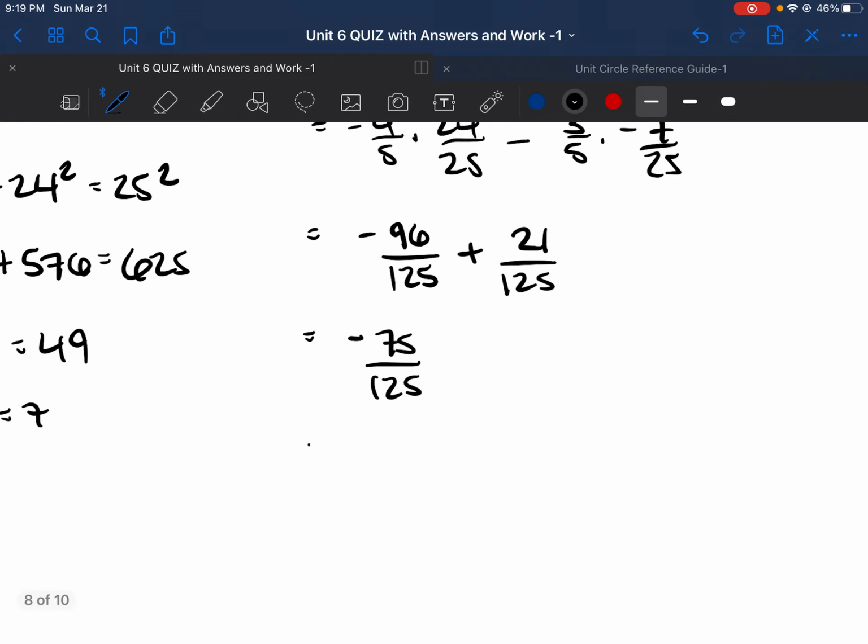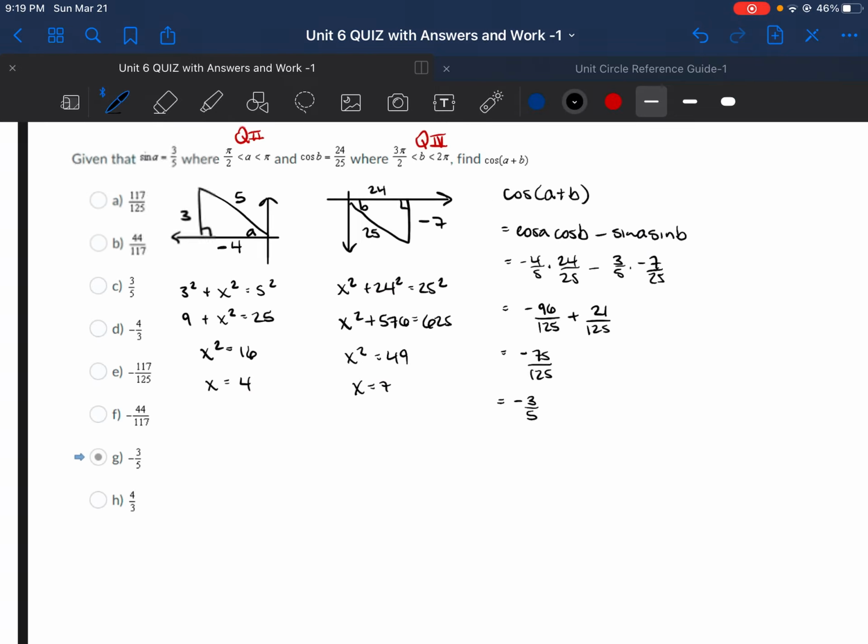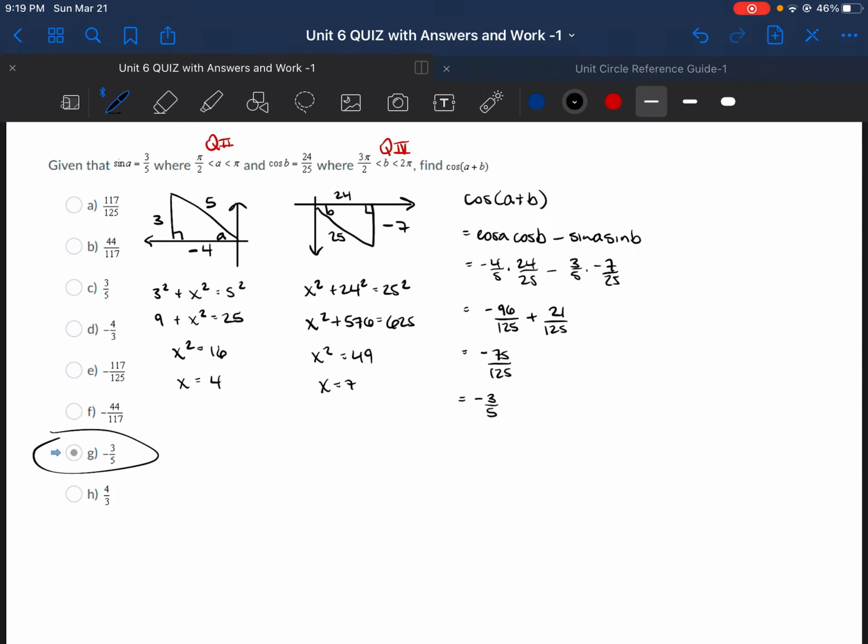And -75 over 125. Both those numbers are divisible by, actually not by 3, by 25. 75 can be divided by 25 3 times. 125 is divided by 25 5 times, so this is really -3/5, which is our correct answer right there.